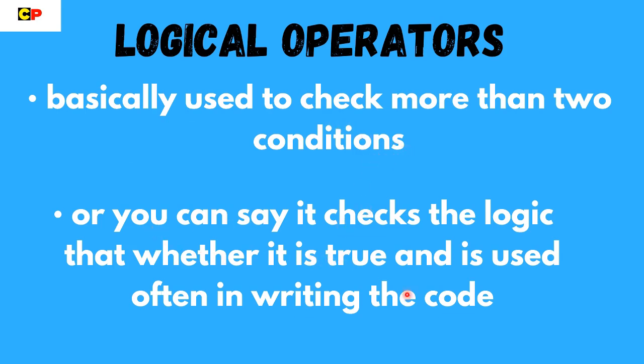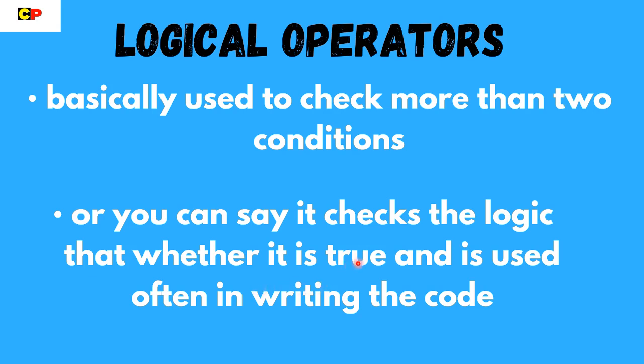So you can say that it checks the logic, as the name suggests, logical. Somewhere the word logic is hidden in this. So these logical operators are used to check the logic, whether it is true or not. It is often used in writing code to tackle practical scenarios in C programming also. And we'll talk about what the types of logical operators are, what the operators are, and how we can use them with the help of some code in the IDE.